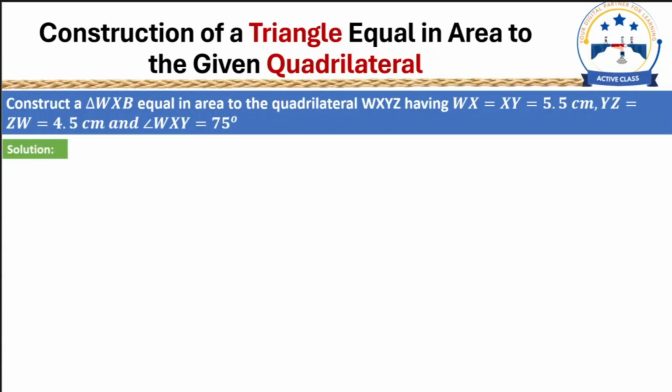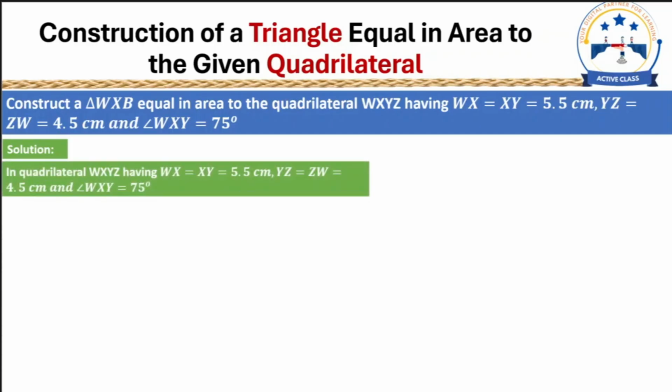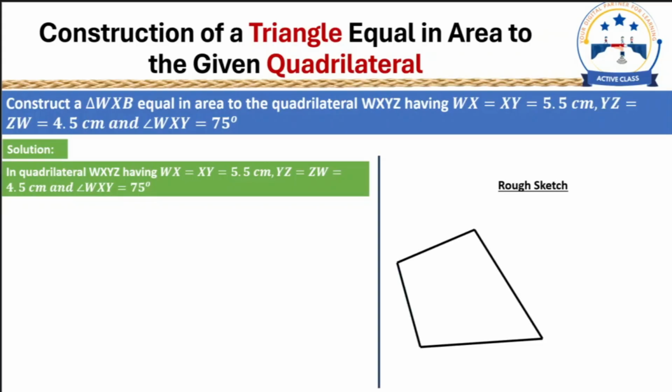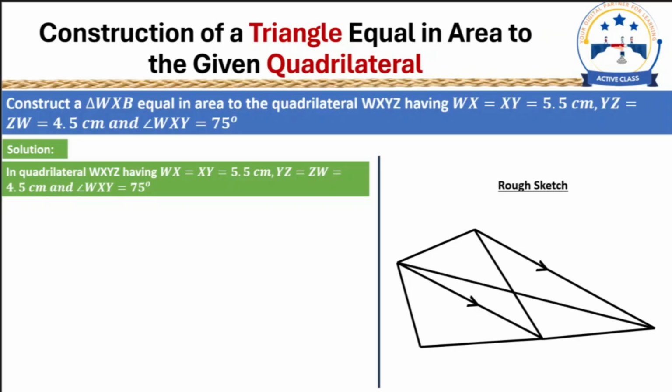Again, we start the solution with the given information, followed by the rough sketch. As usual, we make a quadrilateral, a diagonal, a parallel line to the diagonal, produce the baseline, join the opposite ends, and that gives us the triangle. Let's label it. Here again, we need to construct triangle WXB. So I'll give this point X, this point W, and this point B.